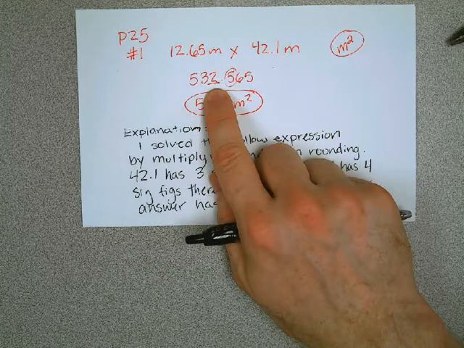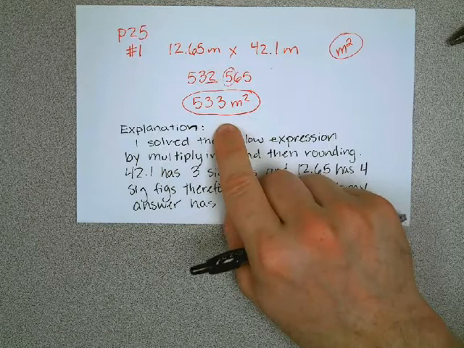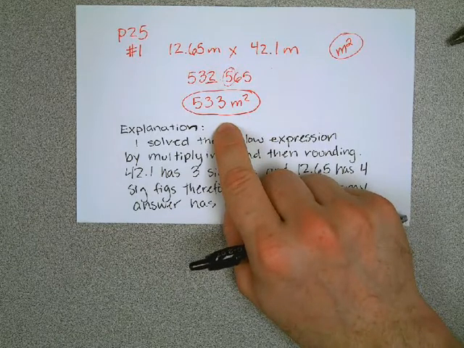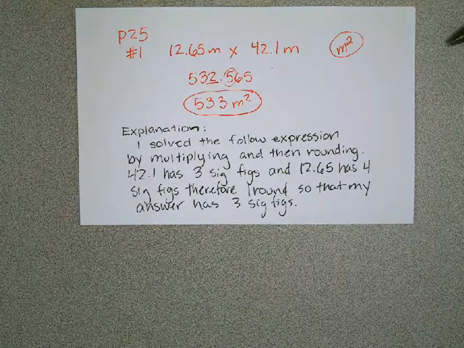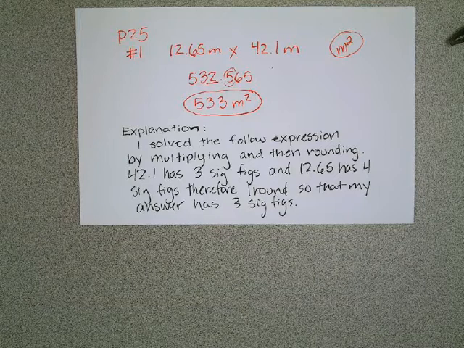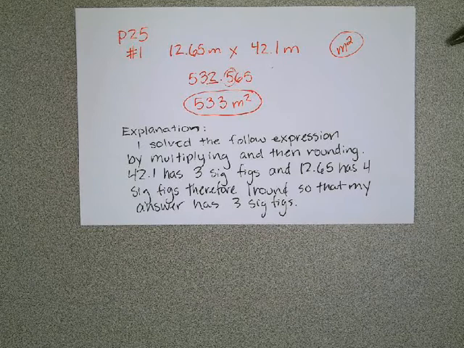You can see my explanation below, where I state I solved the following expression by multiplying and then rounding. 42 and 1/10 has three significant figures, and 12 and 65/100ths has four significant figures. Therefore, I round so that my answer has three significant figures.